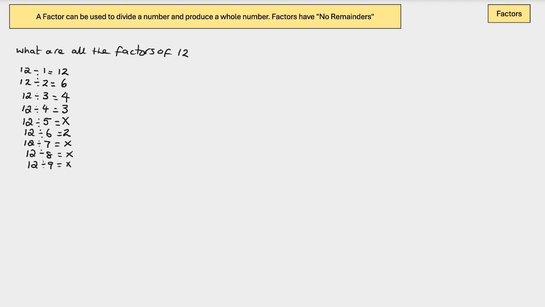9 into 12, no. But we know that 12 divided by 12 does. It goes once. So there you have it. You've gone all the way up to 12. And those are all your factors now.